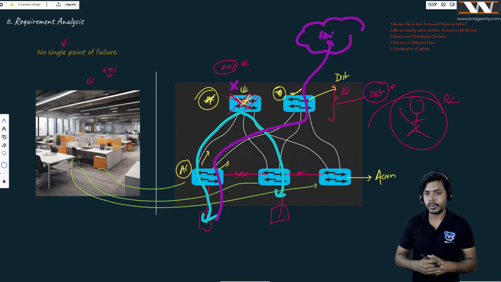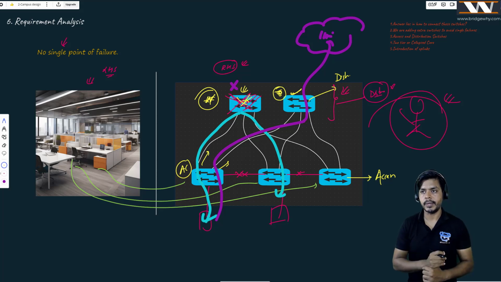So the network design is going to be a mixture or combination of extra devices as well as software or the protocols which we would be using. Do not worry about it. I will be talking about it.